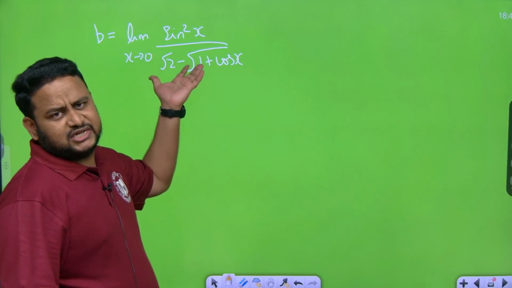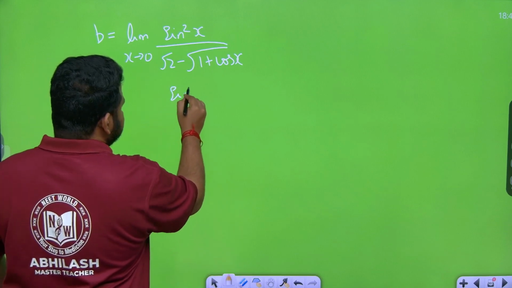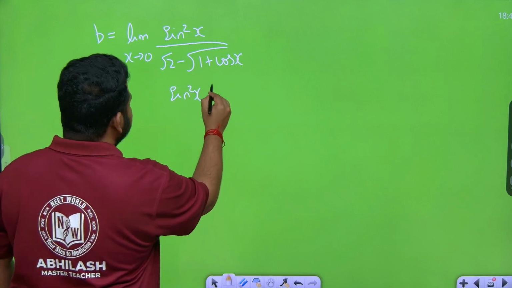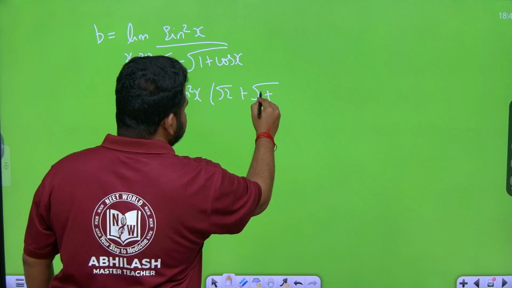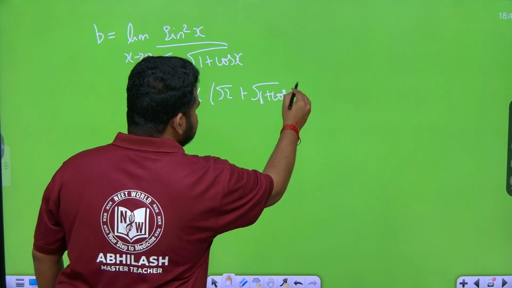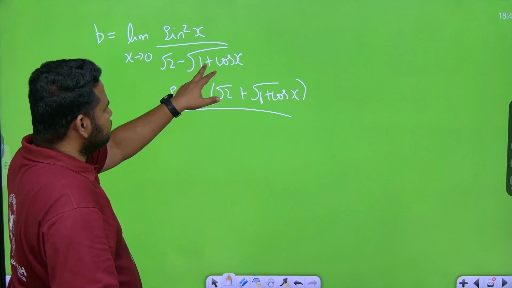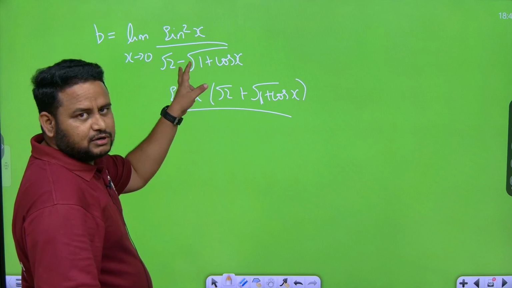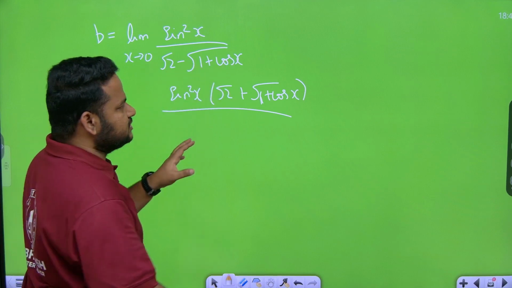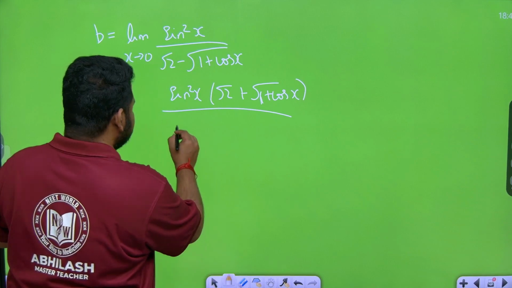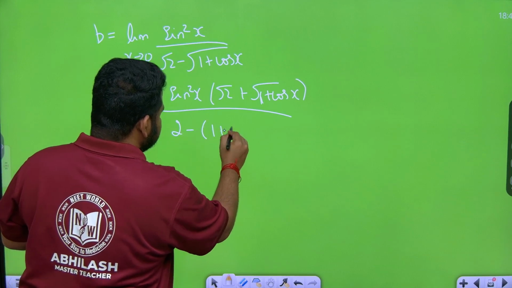Here we can use the rationalization method because a square root is there. So if I rationalize, what do I get? Sin square x into square root of 2 plus square root of 1 plus cos x, divided by square root of 2 minus square root of 1 plus cos x into square root of 2 plus square root of 1 plus cos x. That is a plus b into a minus b, that is a square minus b square. So I will get 2 minus 1 plus cos x.